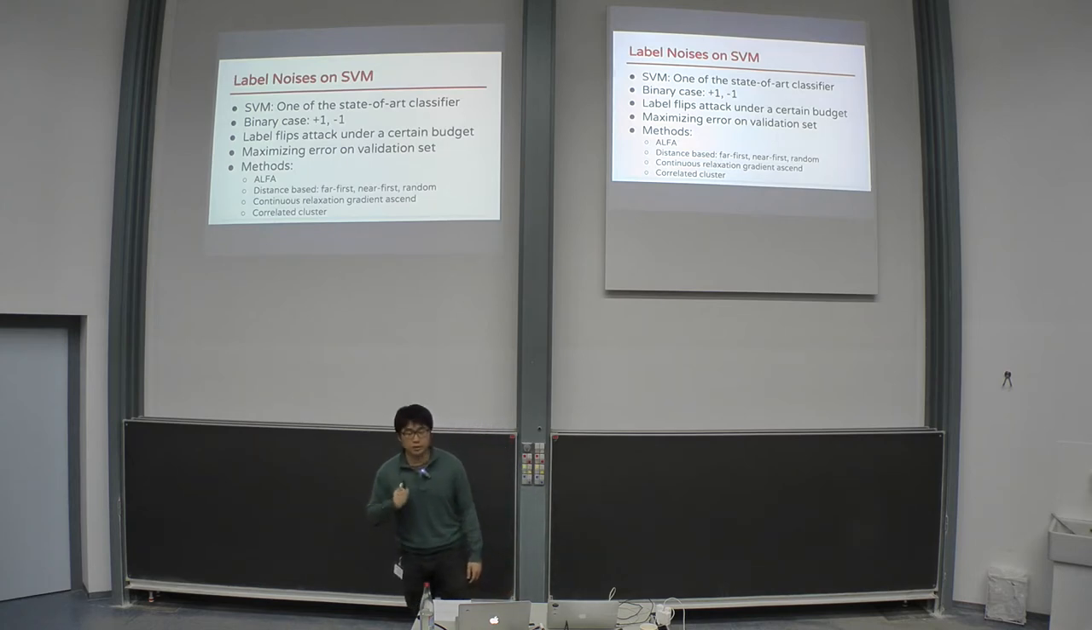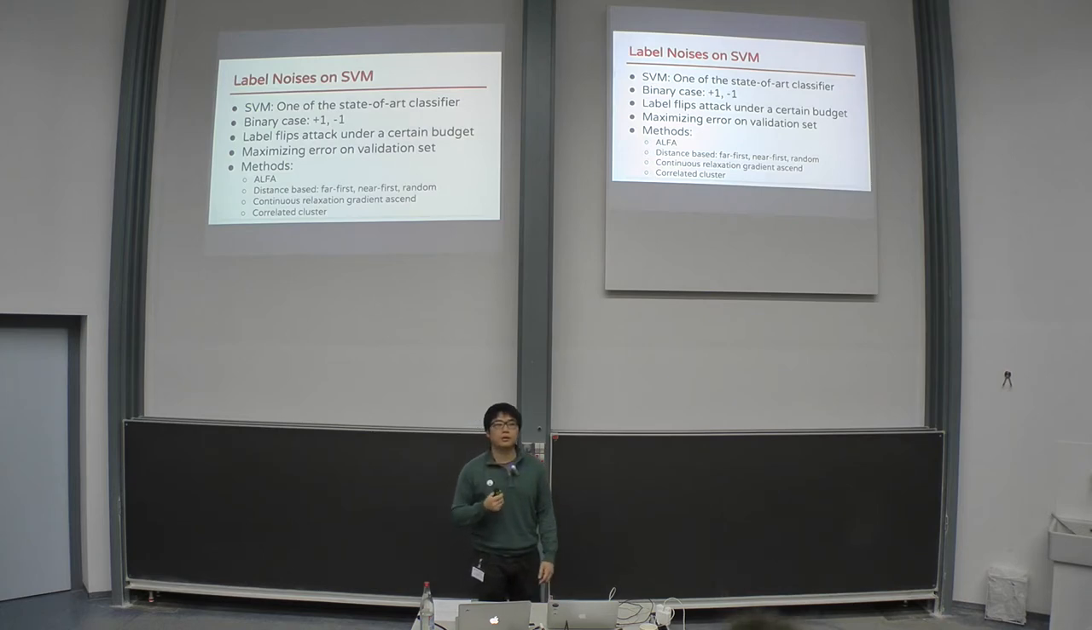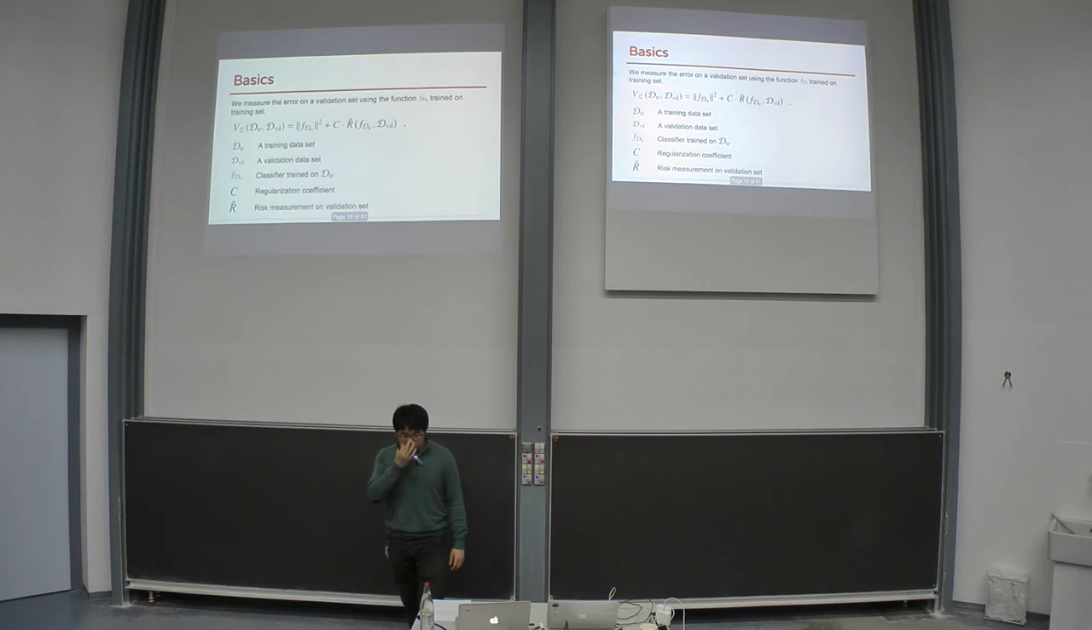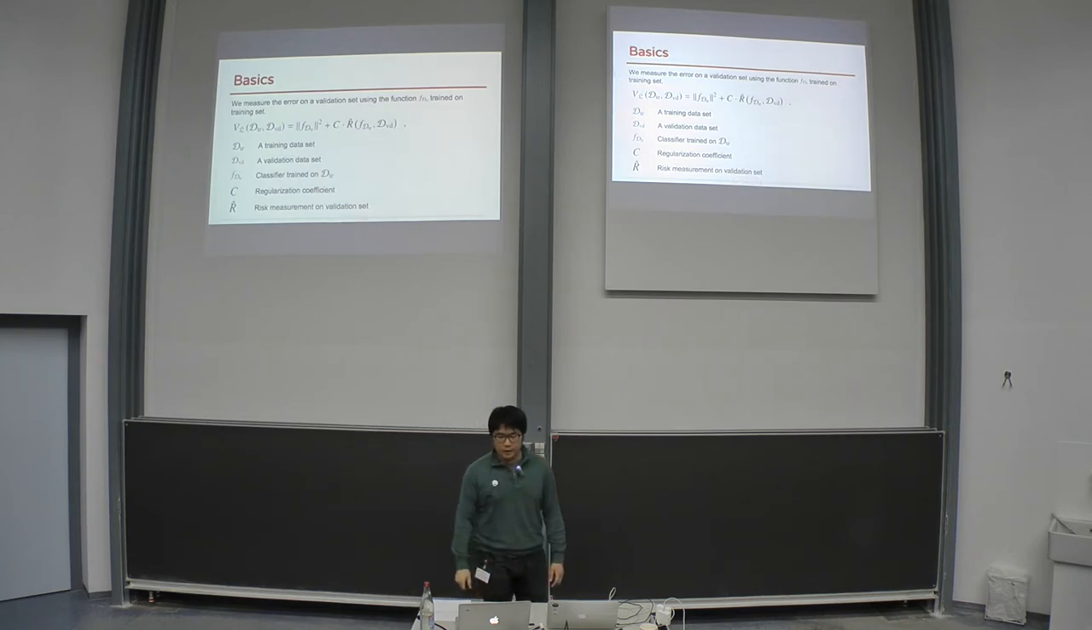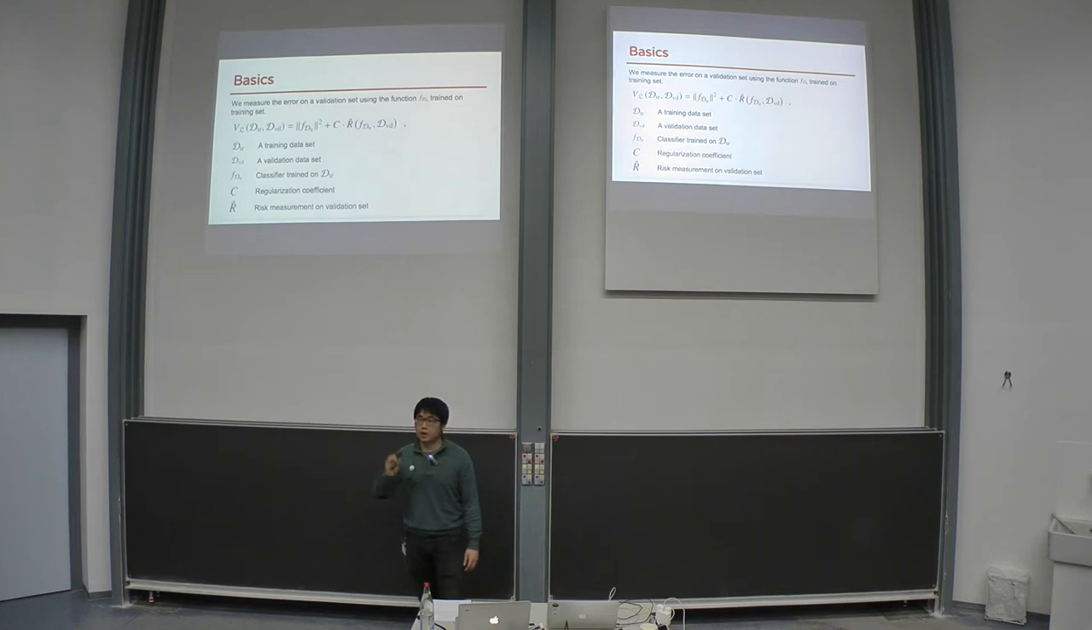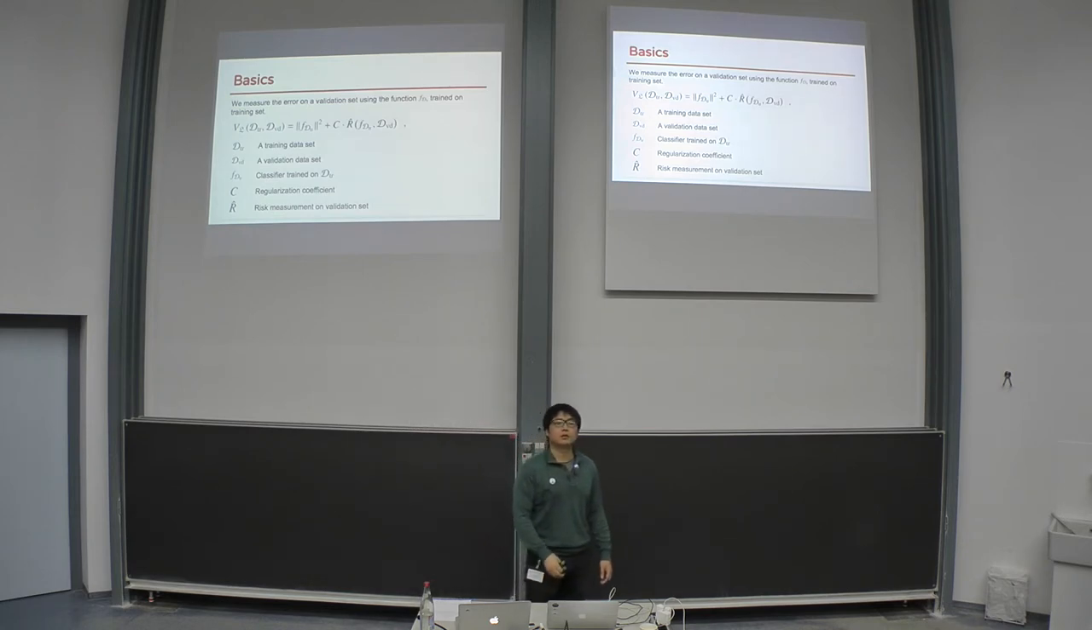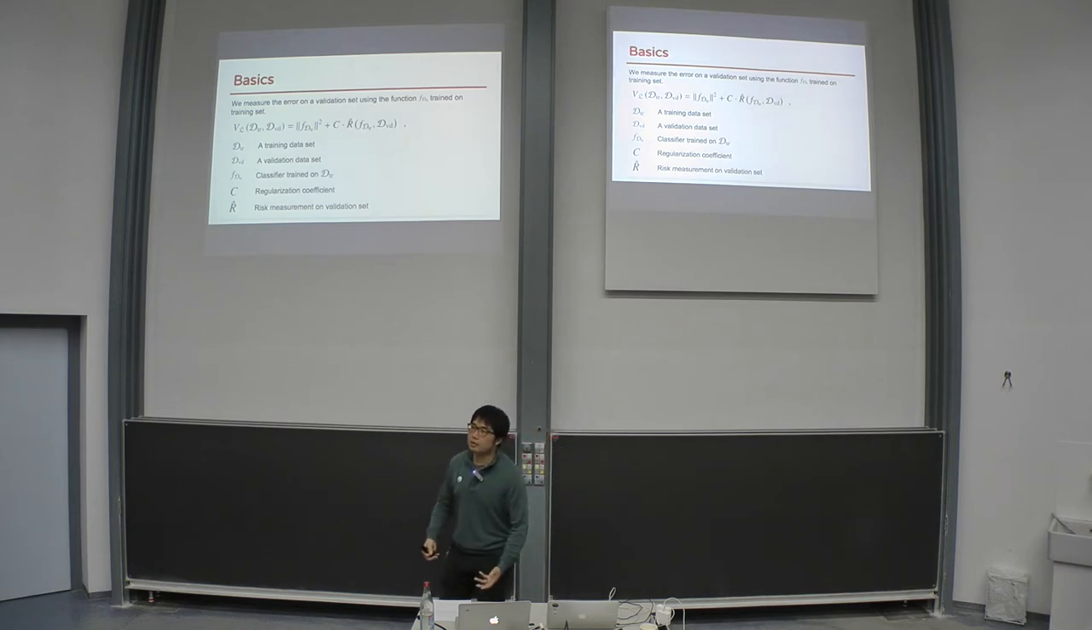Maximize the error on the validation set. The validation set could be one you stole from the server or a data set you collected from the same distribution. And we have different kinds of methods for doing it. The basic theory behind it is we're measuring the error on a separate validation set using the function. The function is SVM right now. The function was trained on this poisoned training set. So remember, the training set has been poisoned by flipping some labels. And the defender, the classifier, has totally no idea what has been changed. Totally no idea my system is already under threat from those adversaries.